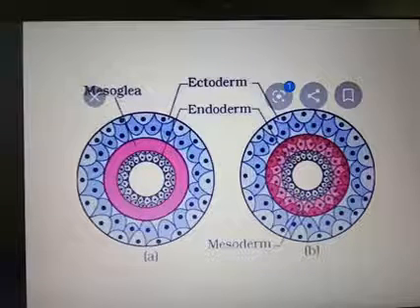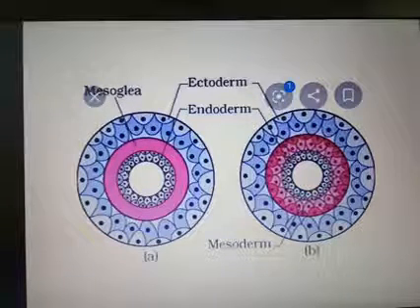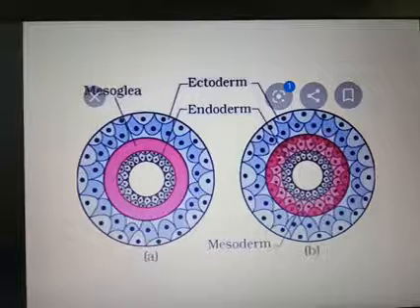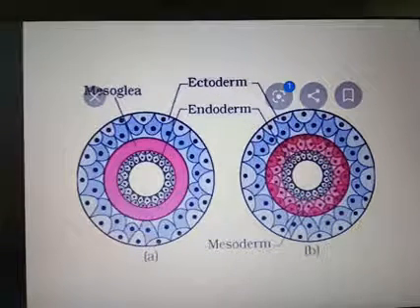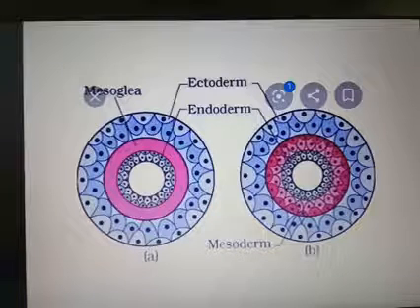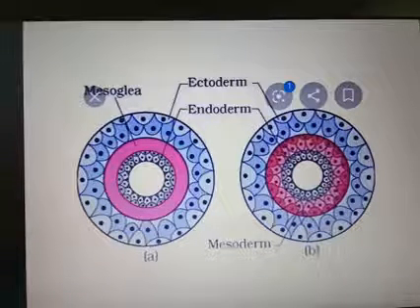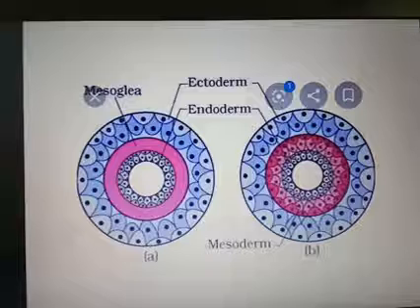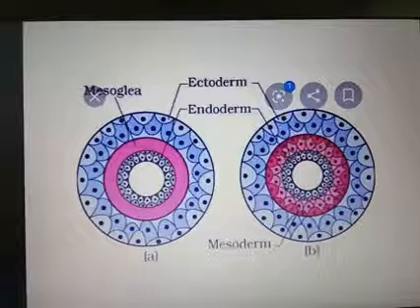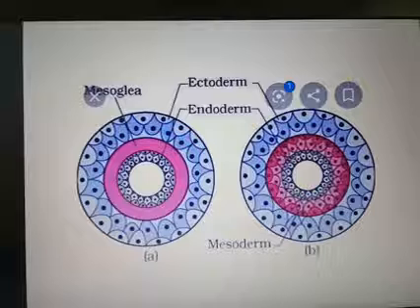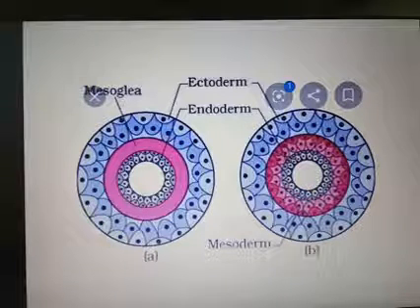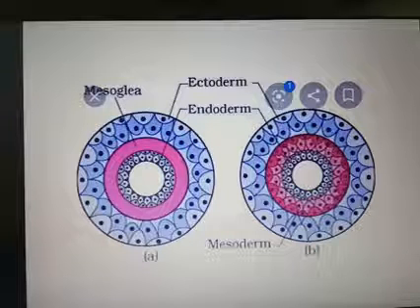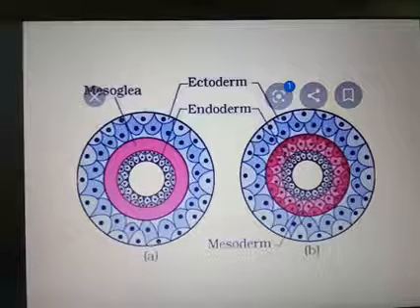Then the next one is triploblastic. Triplo means three layered. Here you can see a middle layer, mesoderm, in between the ectoderm layer and the endoderm layer. So animals with three germ layers, outer ectoderm, middle mesoderm and inner endoderm, are known as triploblastic. In diploblastic, the mesoderm is not fully developed. It's seen as a patch of cells known as mesoglea. But in triploblastic, the mesoderm cells are fully developed.